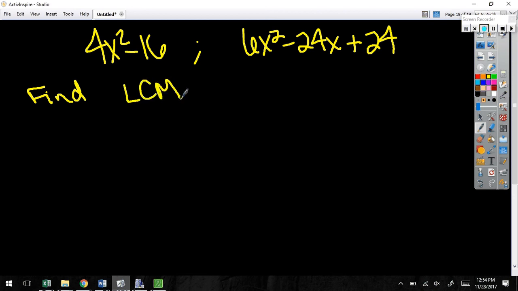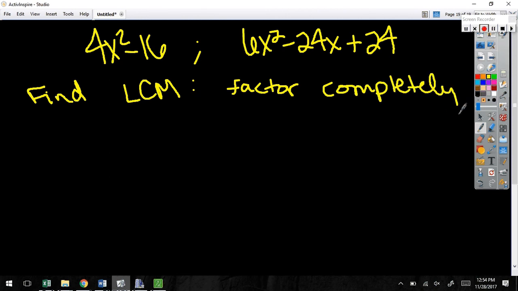This is the hardest part about adding and subtracting: finding the least common denominator, the LCD. I really need to factor completely first. Let's look at the first one. Take out a 4. Anything else?